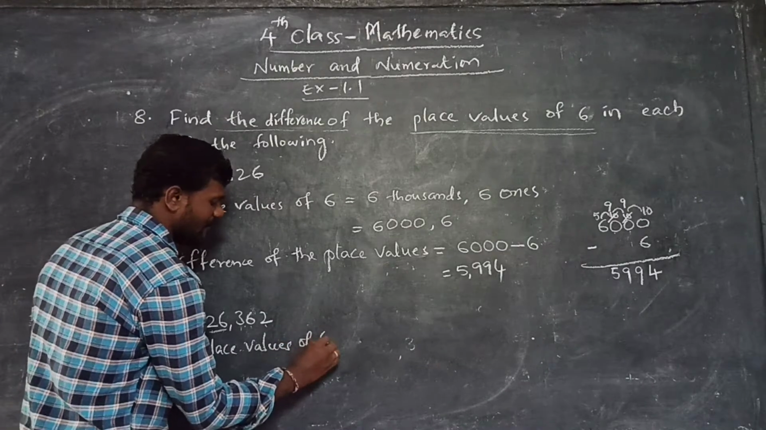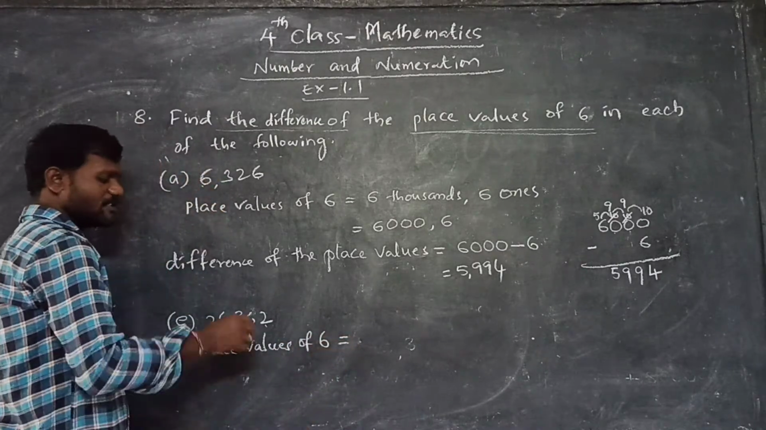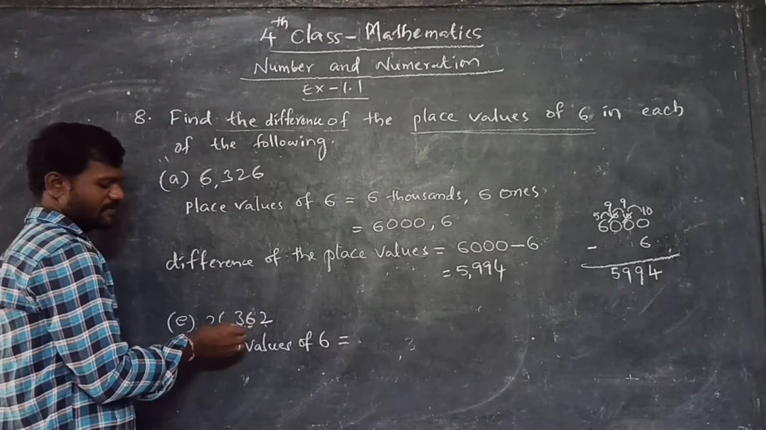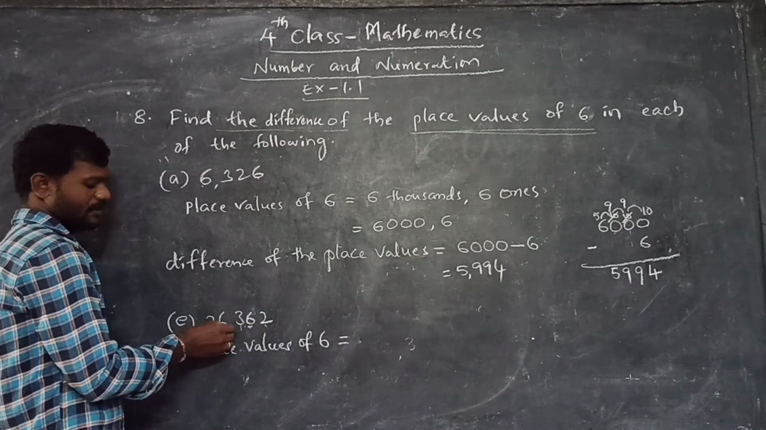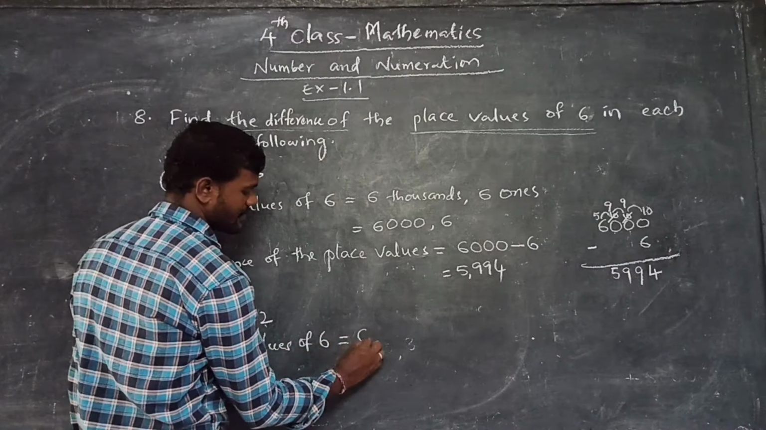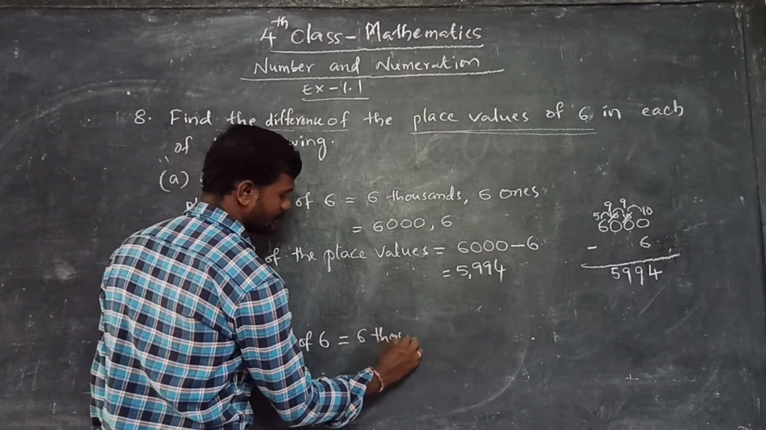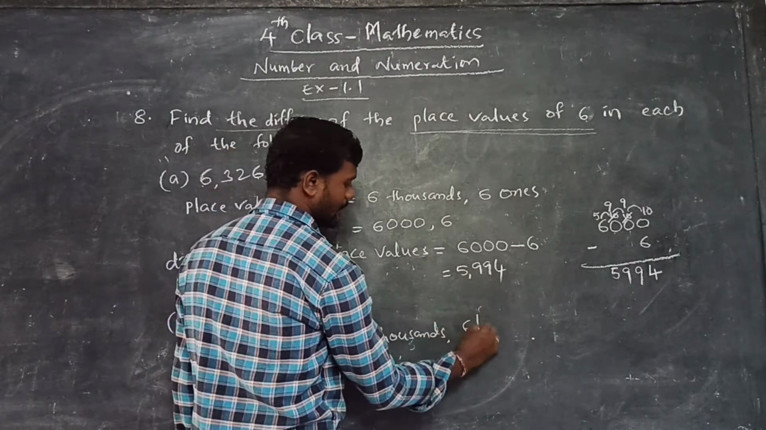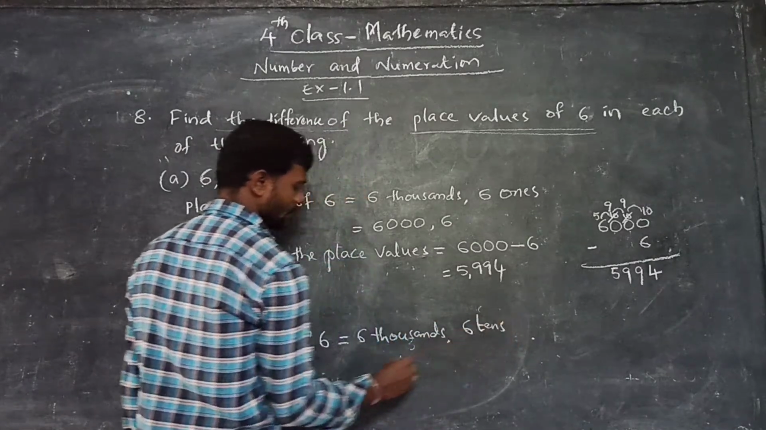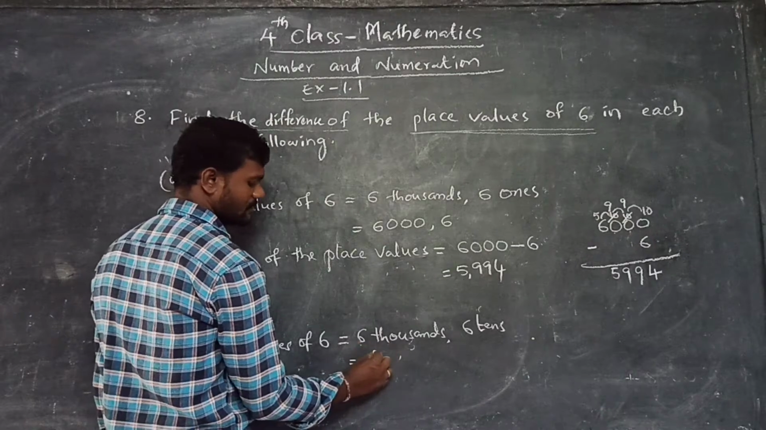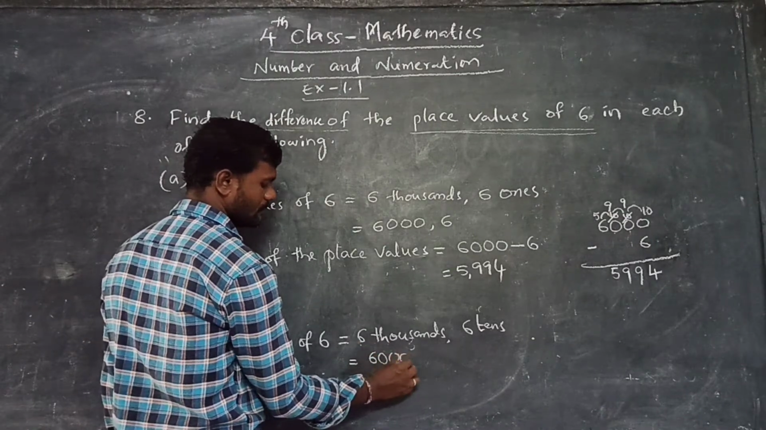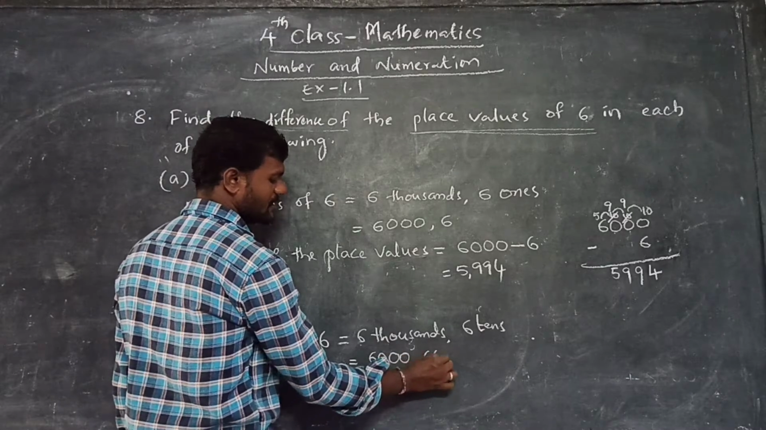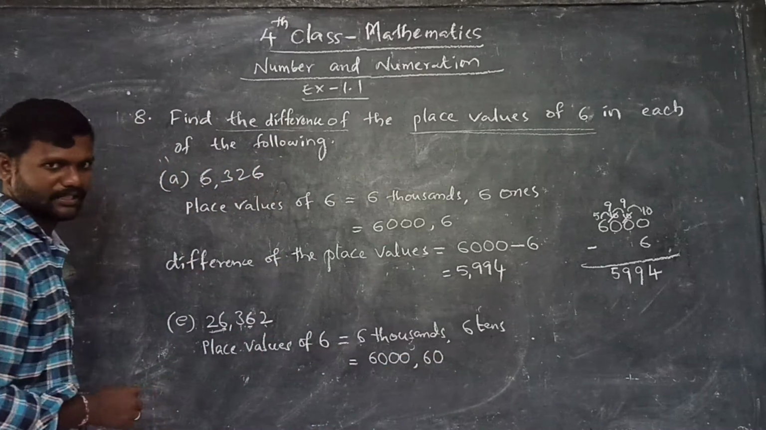Place values of 6. In which places is it? Ones, tens. So it is in the tens place. Hundreds, thousands. So it is in the thousands place. So first, 6 thousands. And the other 6 is in what? Tens. So 6 thousands is 6,000. 6 tens, how much? 60. So these are the numbers we got.